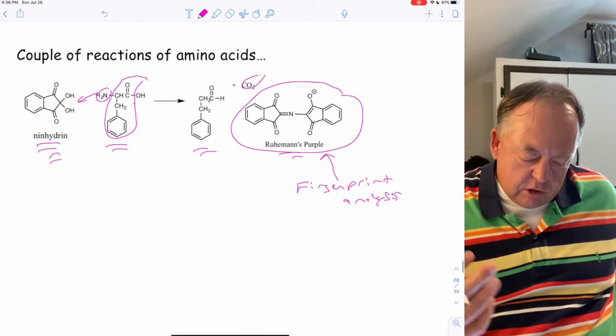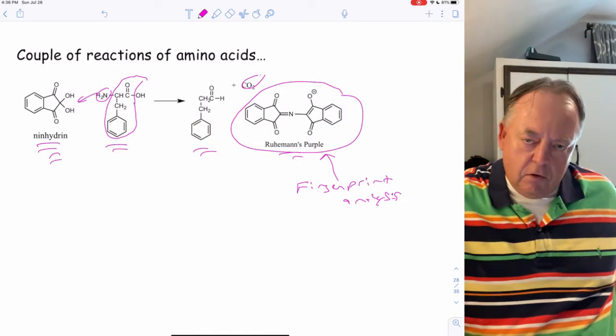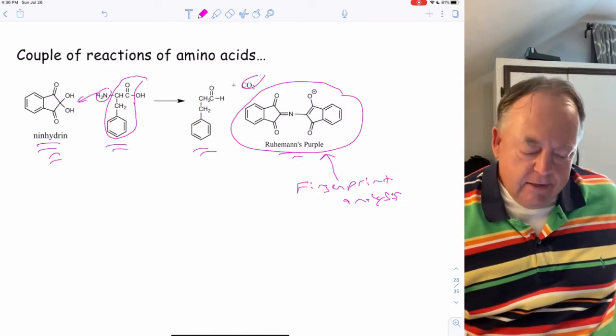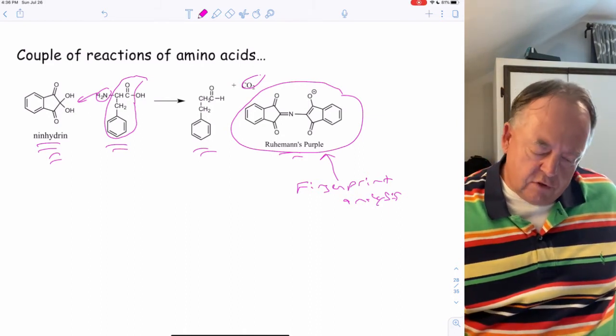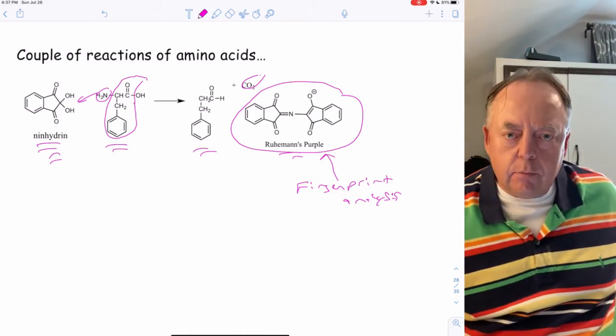Sometimes if you watch crime shows, you may see them spraying a bottle. That bottle would have ninhydrin in it, and that's going to react with any amino acids on the surface of whatever somebody has touched, and then they can lift the fingerprints off that way.